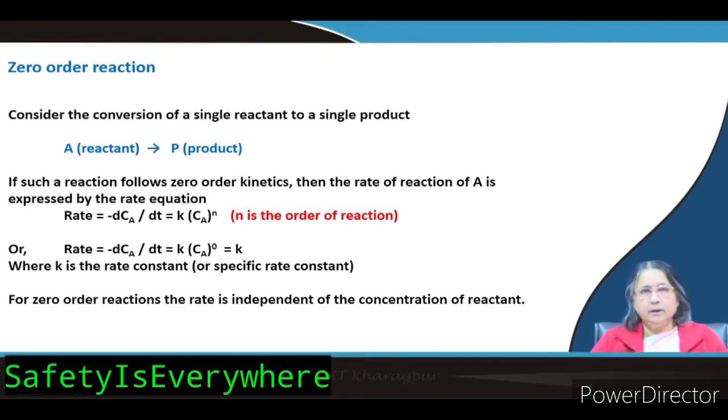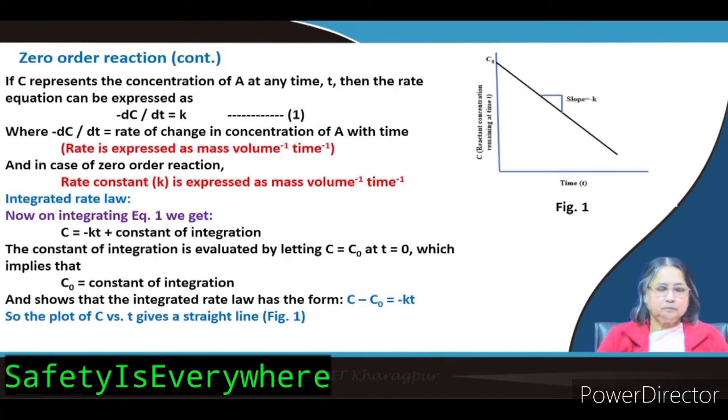Okay. Now, in case of a zero order reaction, to make it simplified, since we have to write dC_A/dt all the time, I have removed the subscript A to make it a little simplified. So, we have seen in the previous slide that the rate, minus dC_A/dt, is nothing but k. This is for the zero order reaction.